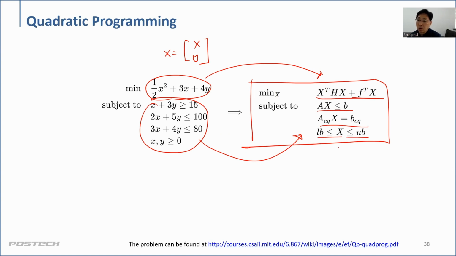So again, all you need to solve the quadratic programming using CVXPY is to recognize what H and F, A and B, A equal and B equal, and lower bound and upper bound are. How to find the solutions? Don't worry about it. CVXPY is going to do that for us.